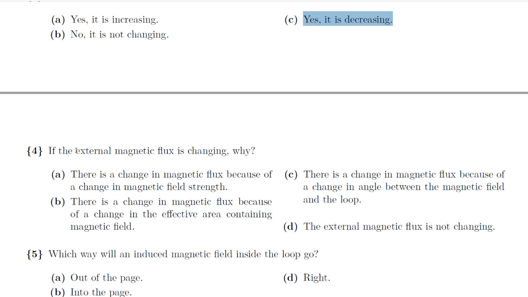Question 4: if the external magnetic flux is changing, which it is, why? We have a few reasons here. One is a change in magnetic field strength. Another is a change in the effective area containing magnetic field. And the last is a change in magnetic flux because of a change in the angle between the magnetic field and the loop. These are the three factors in the equation I just mentioned. The one responsible is the change in the effective area, because the area shrinking is causing the change in the flux. So the answer is B for that one.